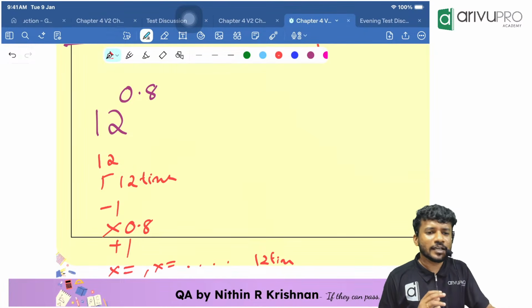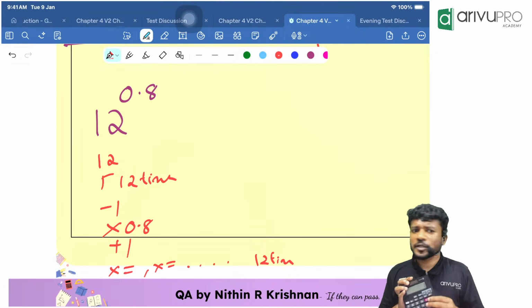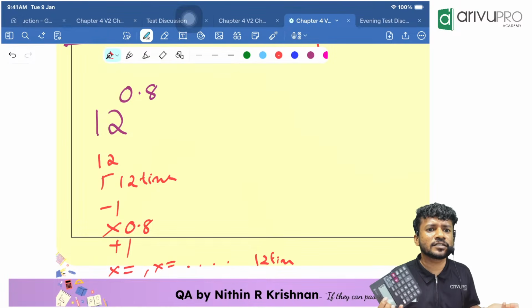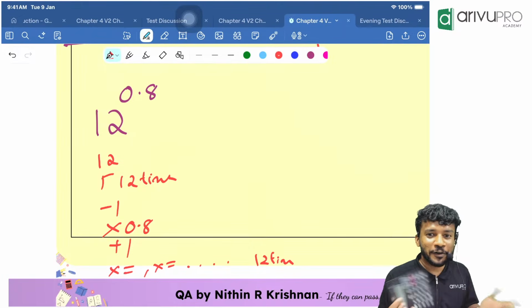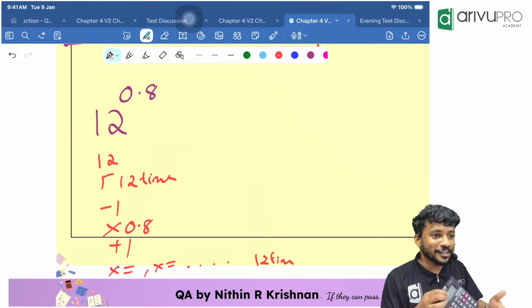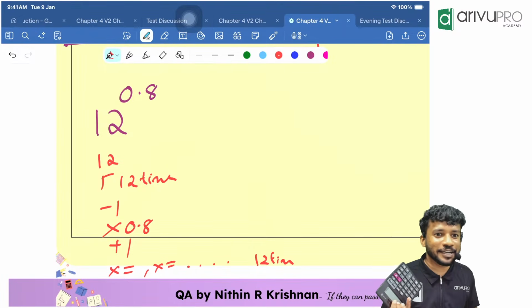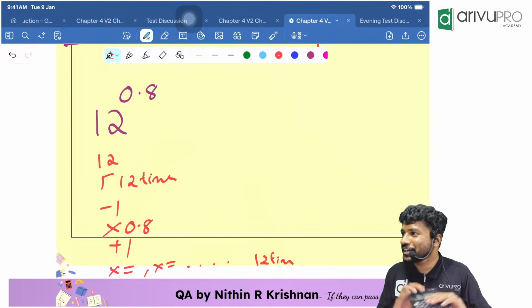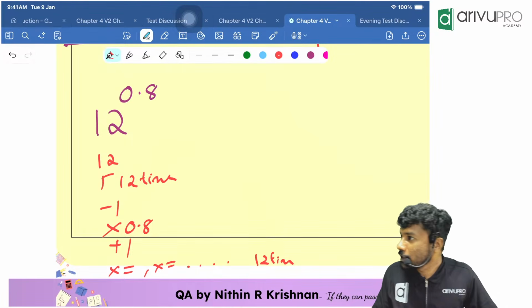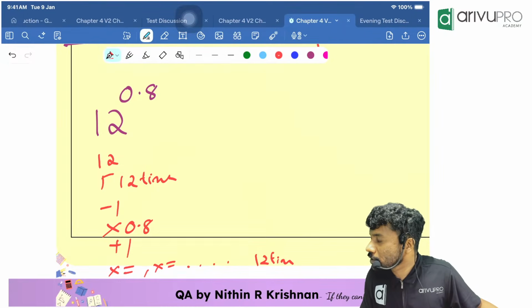Why am I not changing the method with respect to each question? Otherwise, I would not teach this. Is there any point in teaching this? No. I would say this time one method, this time another method. No, there is no point in teaching that. It's a constant method everywhere. That is the reason. One second, let me check this.